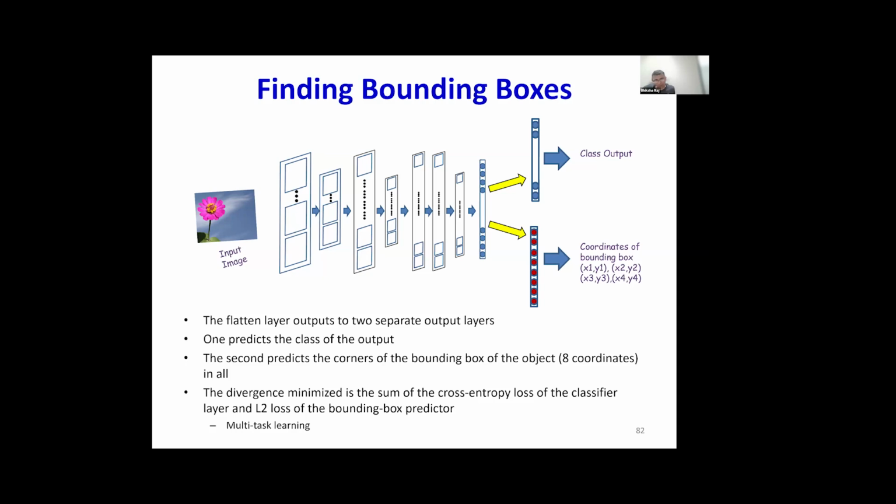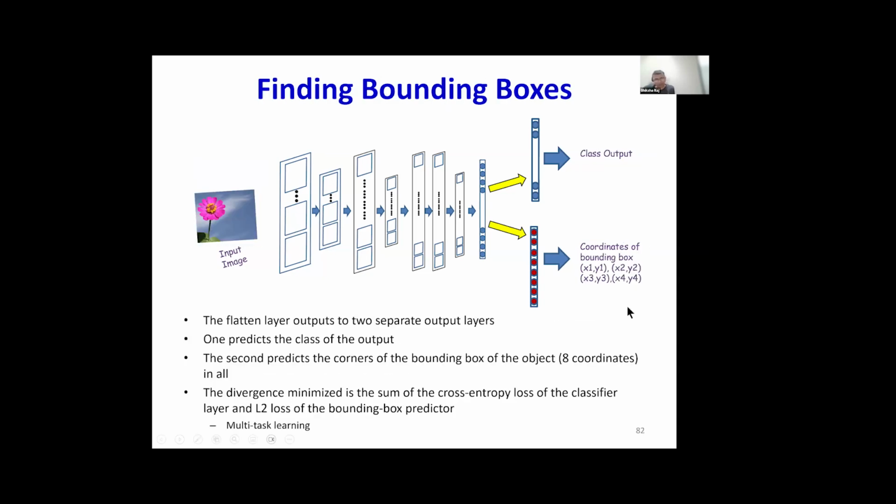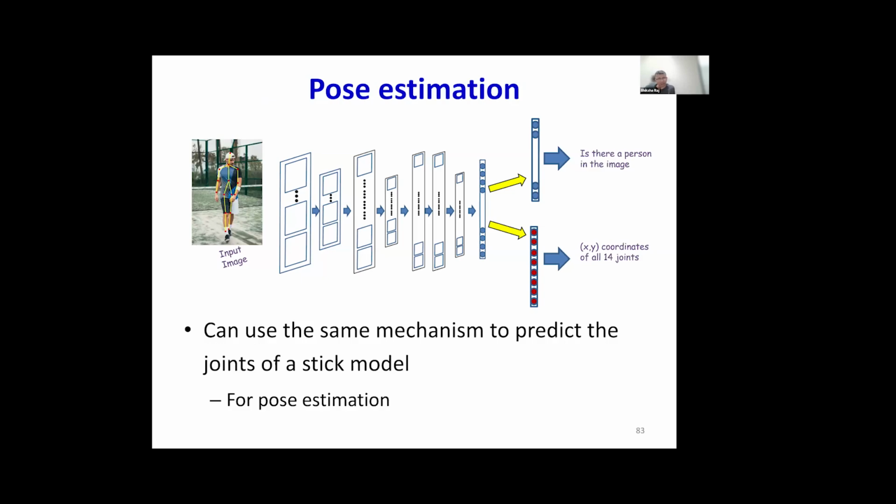So to train this model, you're going to have to provide the bounding box information for all of the objects, and that is going to be contributing to the loss as well. So the same mechanism can also be used, for instance, to predict the joints of a stick model.